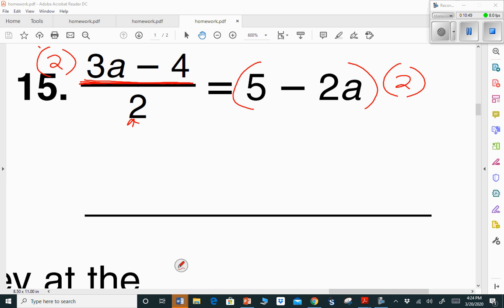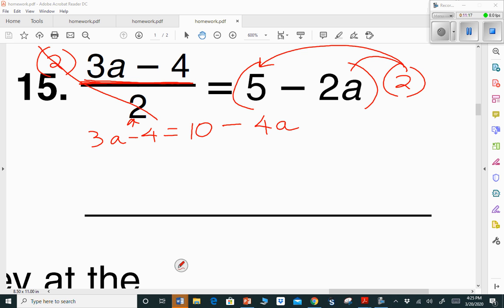Okay, so over here, this accomplishes what we wanted, and it makes that go away, leaving us with 3a minus 4. Bring down the equal sign. Now this is the distributive property again. The 2 gets multiplied by the 5, which is 10. Bring down that minus. And the 2 gets multiplied by the 2a. 2 times 2a is 4a.